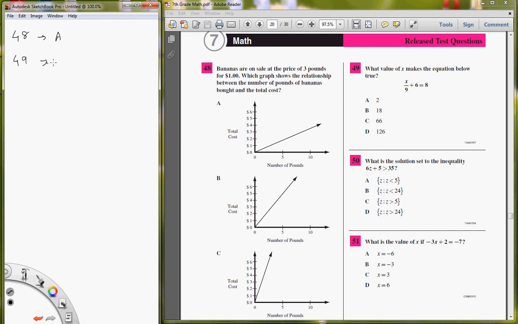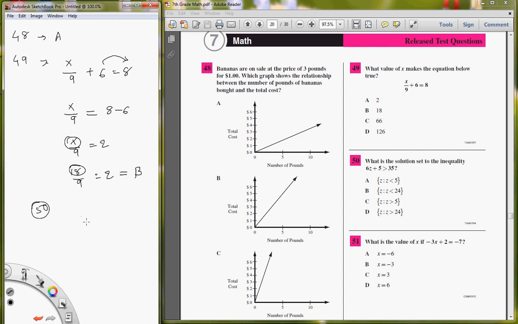Let's look at number 49. What value of x makes the equation below true? So x divided by 9 plus 6 is equal to 8. Another way you can write it is x divided by 9 is equal to 8 minus 6. Now I can write x divided by 9 is equal to 2. So x has to be 18 to make this equation true. So x is equal to 18, and the answer will be B.